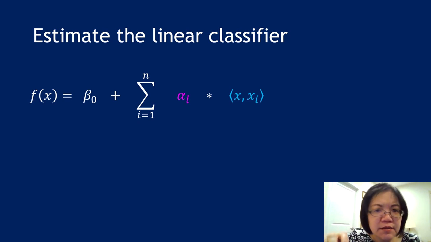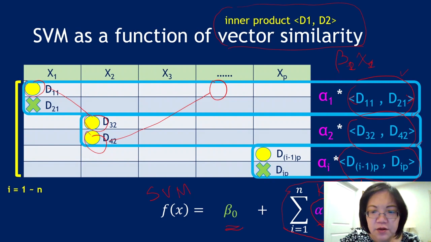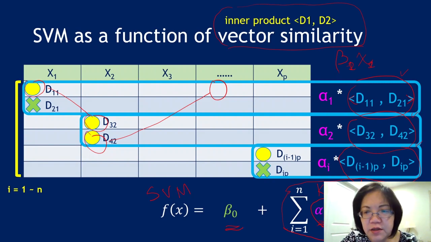So how do we estimate this linear classifier? This is our linear kernel, actually, because we are not squaring, we're not doing anything in dimension D. This is really just staying in the same domain. So this is a linear kernel.